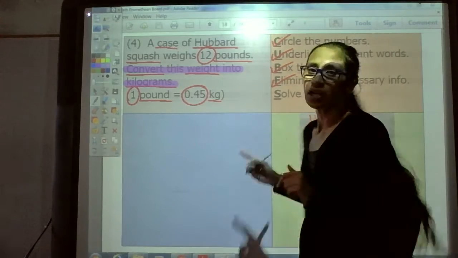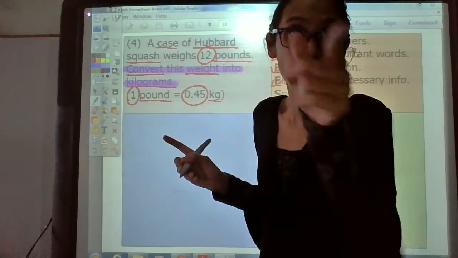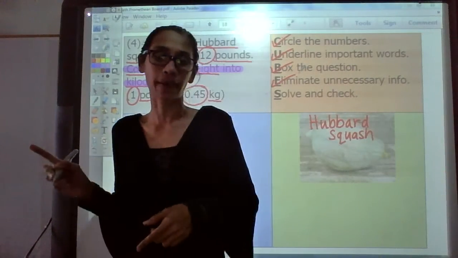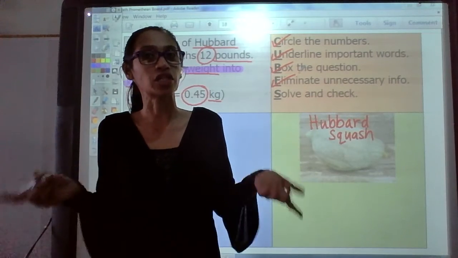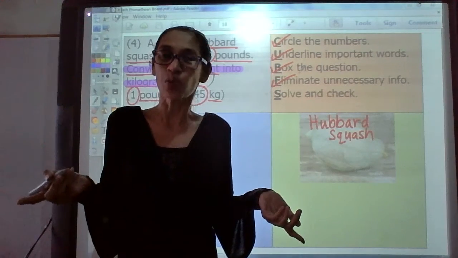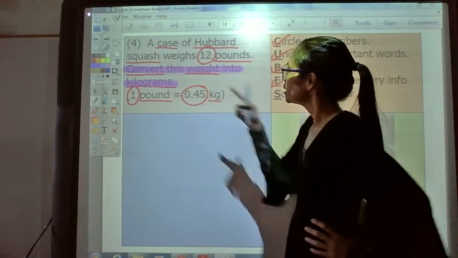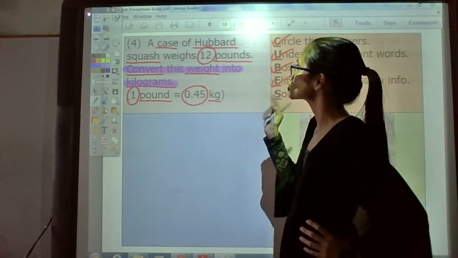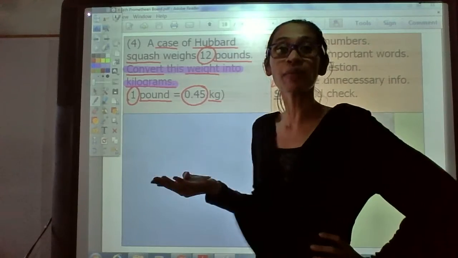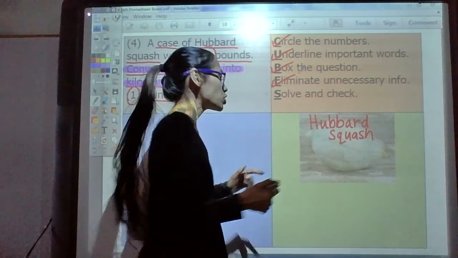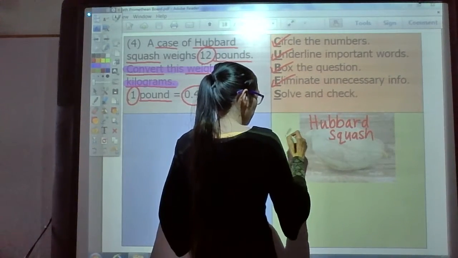The last step to figure out the answer, the solution, is to solve and check. So to solve and check, we need to solve first, obviously. Let's read the problem and imagine it in our mind. A case of Hubbard squash weighs 12 pounds. So remember, we said a case is like a box. So I'm going to make a box for this.